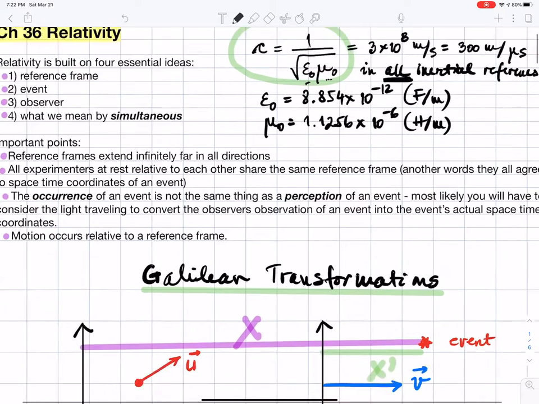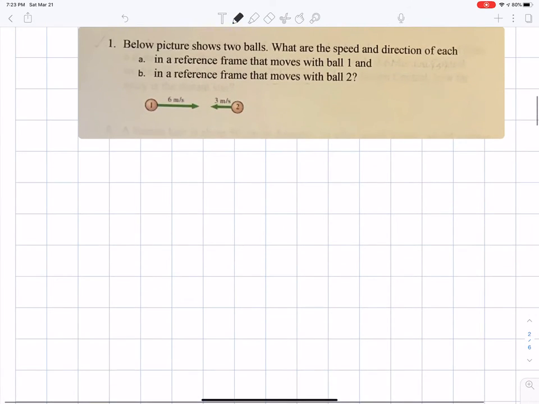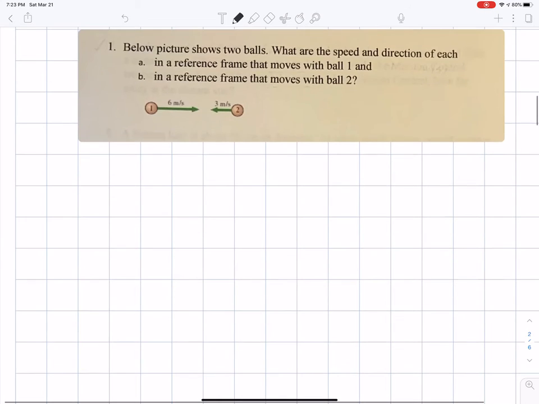All right, so let's move on to our first problem. You have a picture below that shows two balls moving towards each other. Essentially you can put each ball in its own system of reference, kind of like how we did here. And now the question is, what is the speed and direction for each one of those balls? You have two cases, so let's look at each case separately.